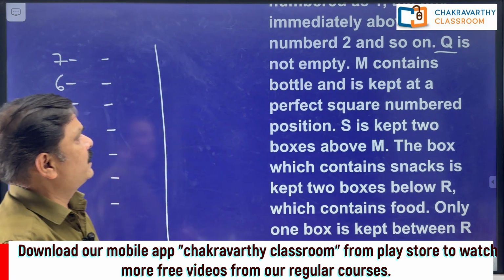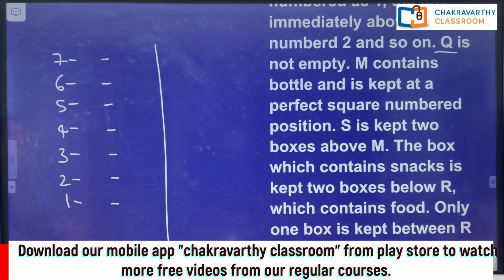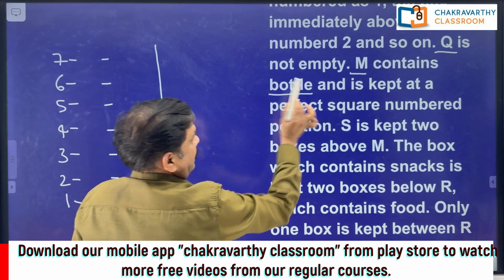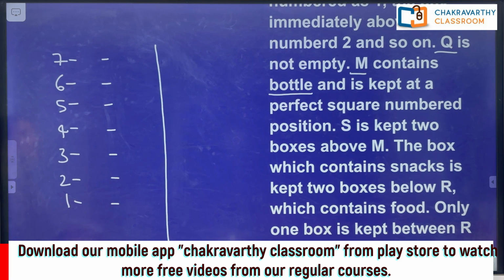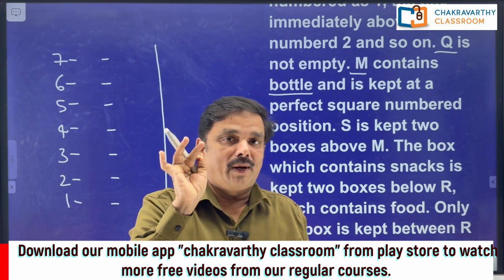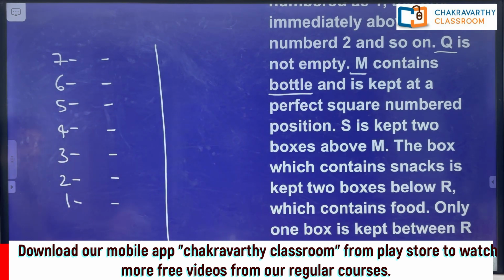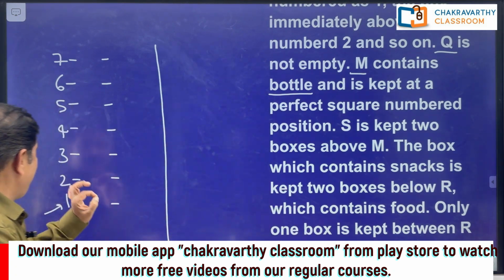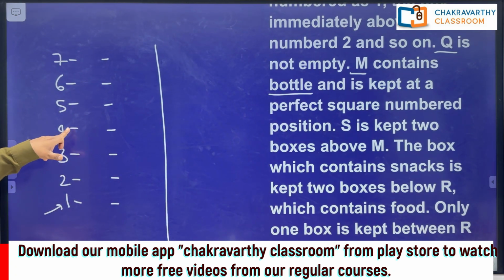Okay, and then the next information they have given: M contains a bottle. Inside box M, it contains a bottle. Clear information, and it is kept at a perfect square numbered position. Very, very important. Out of the given numbers 1, 2, 3, 4, 5, 6, 7, how many perfect square numbers are there? Don't say only one, that is 4. Of course 4 is a perfect square number. Among these numbers, along with 4, even 1 is also a perfect square number. That means there are 2 possibilities. You can keep M either here or on the 4th.